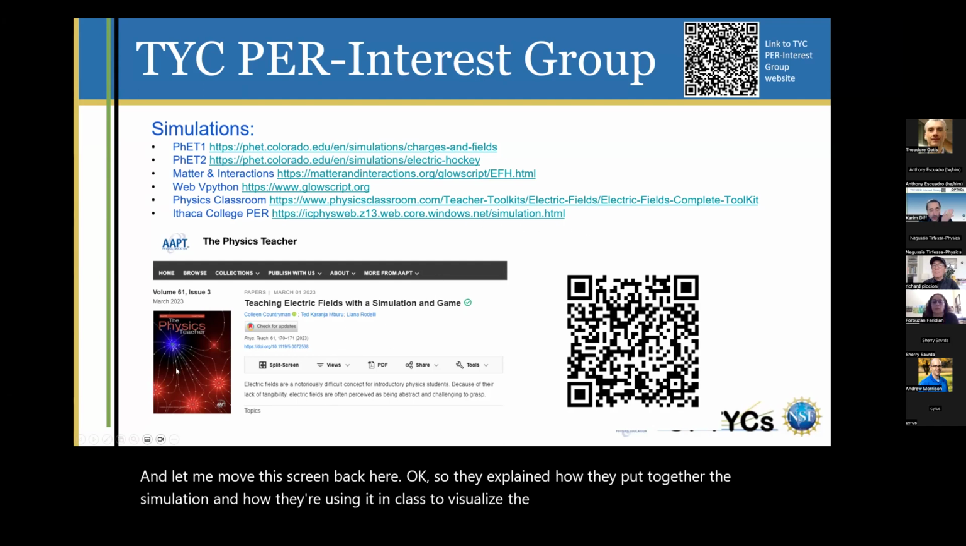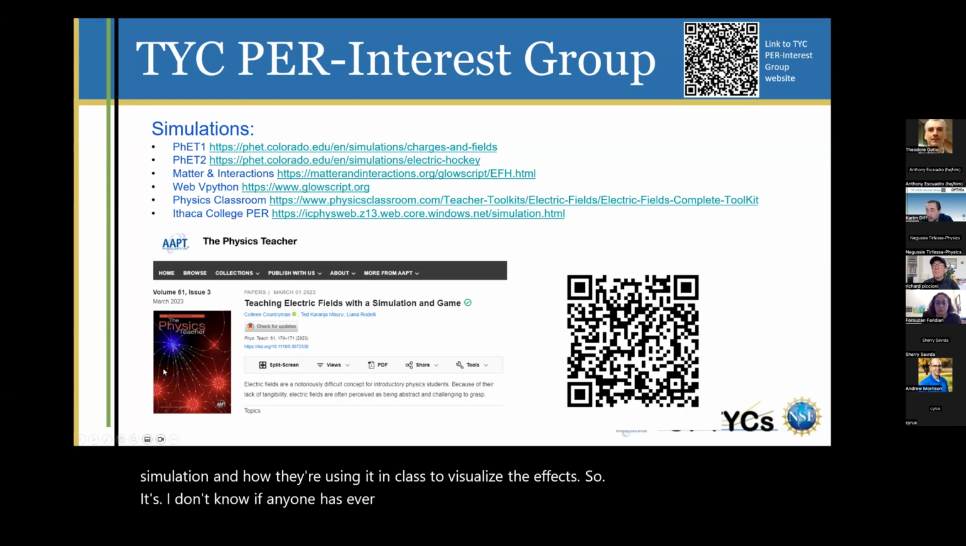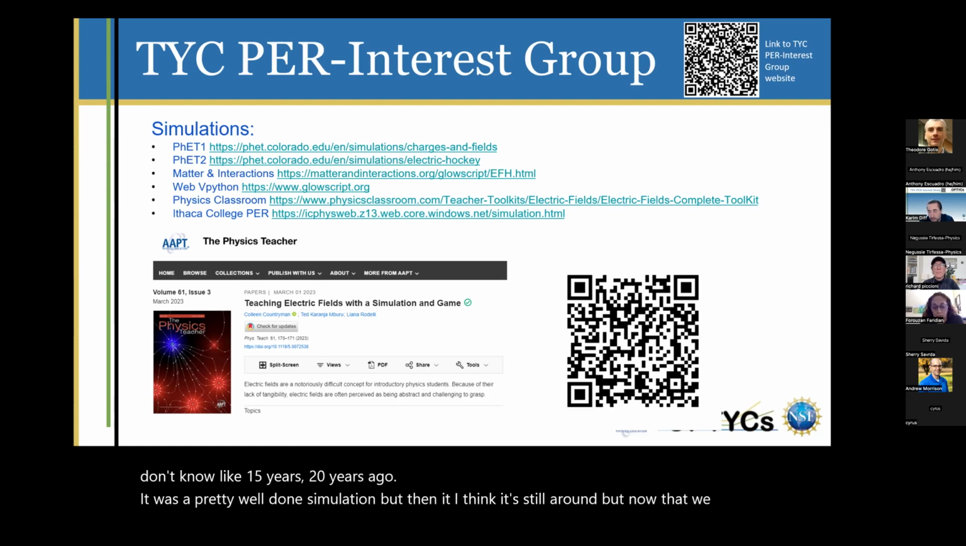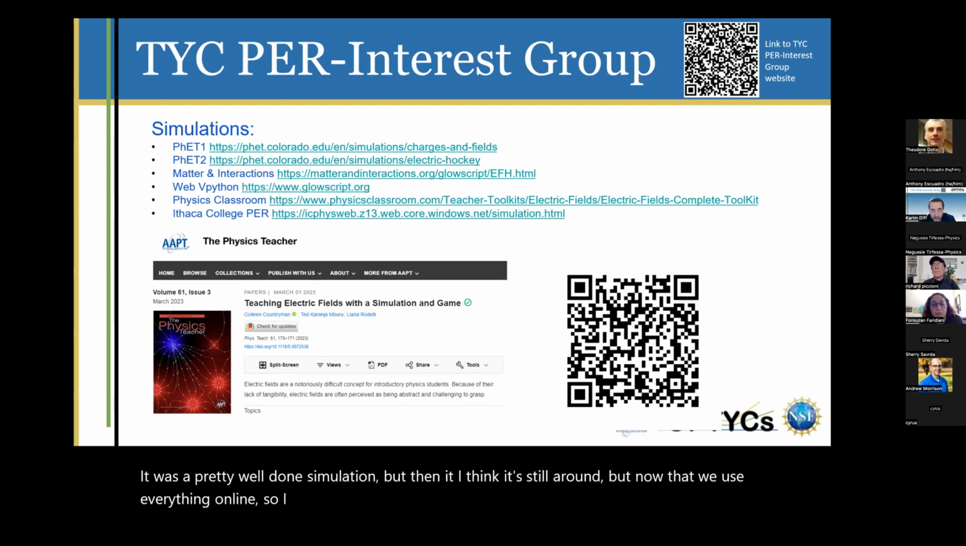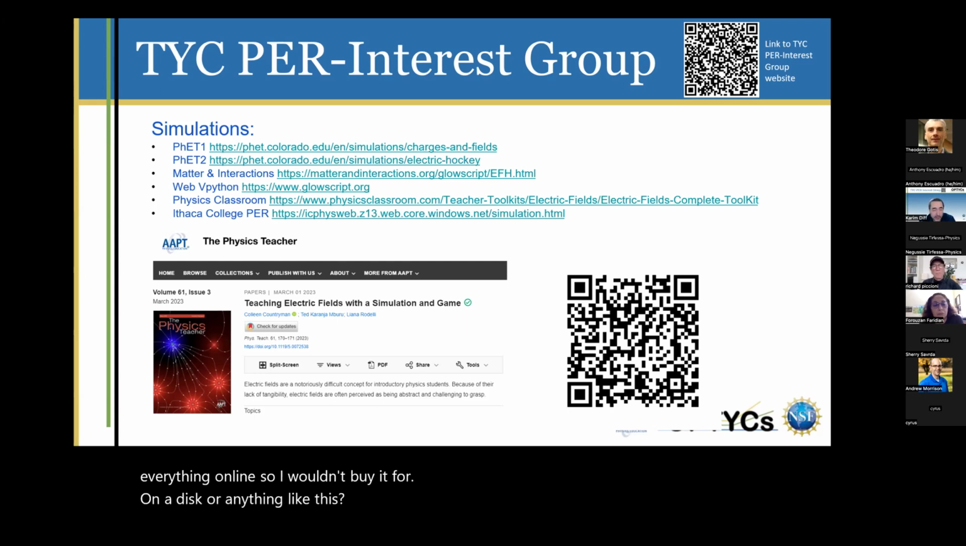I don't know if anyone has ever used the electric field simulation that used to be sold, I don't know, like 15 years, 20 years ago. It was a pretty well done simulation, and I think it's still around, but now we use everything online, so I wouldn't buy it on a disc or anything like this. But anyway, so that's what I wanted to show you.